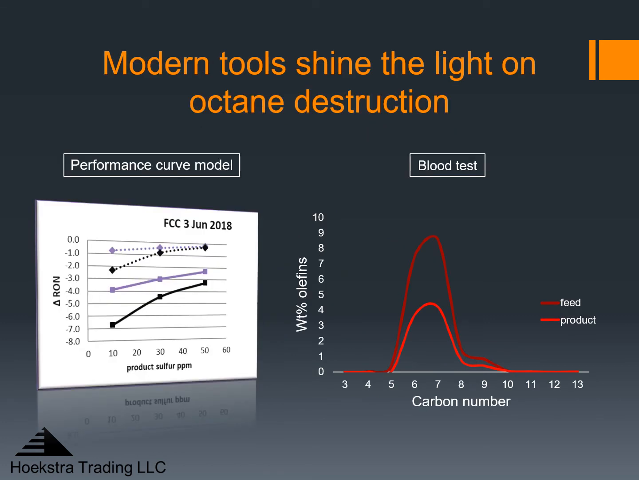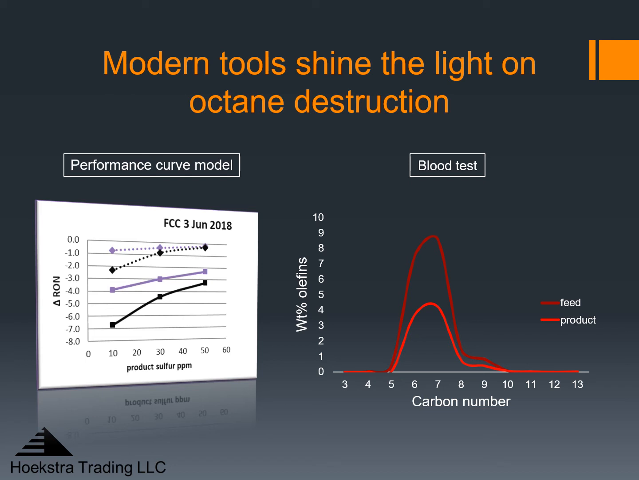Modern tools shine the light on this octane destruction. With performance curve and blood test data from a field test, it was easy for this refinery to quantify the dollar impact of that octane destruction and convincingly justify some capital investment to reduce the octane destruction. When you shine a light on what is happening in your unit, significant improvements can always be achieved, and often with little or no capital investment. You should run a good field test and use these tools to see exactly what is happening in your unit so you can make the right decisions to get sulfur out and save octane.